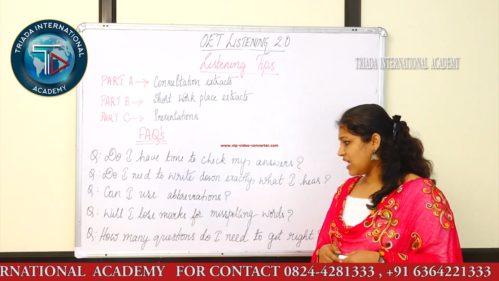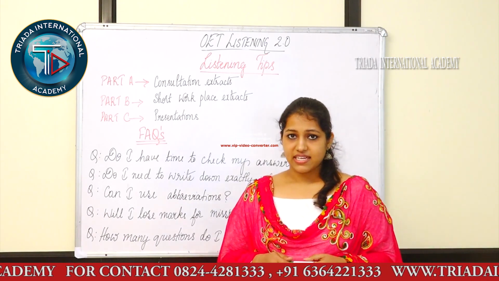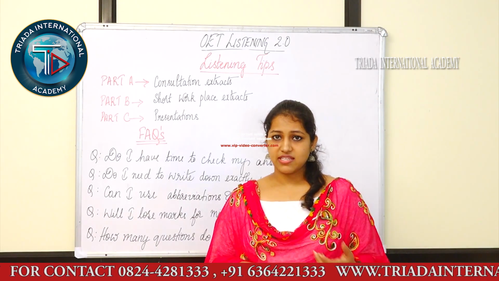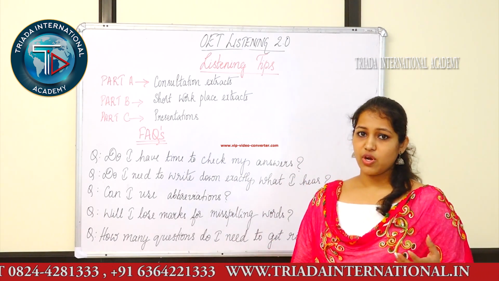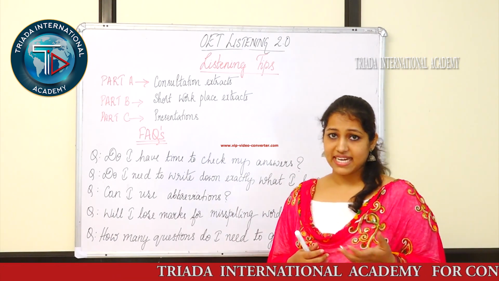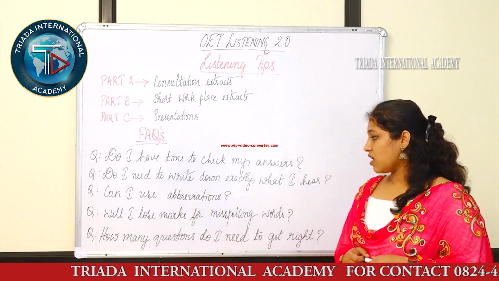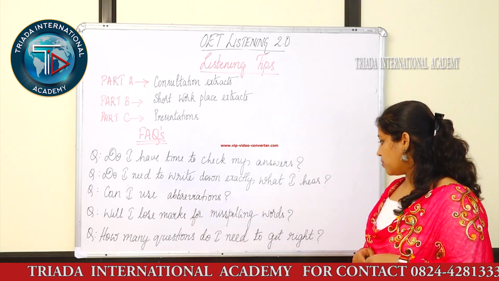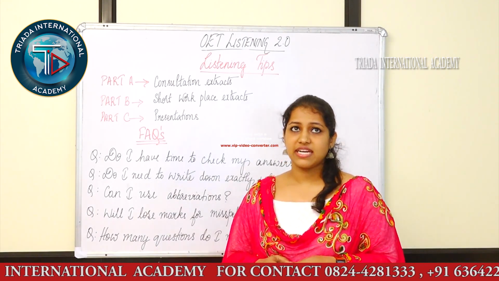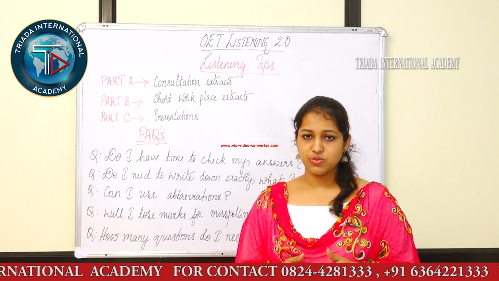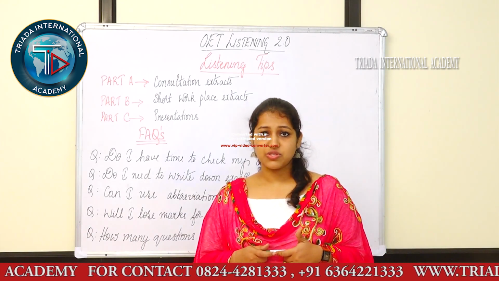Okay. Will I lose marks for misspelling words? Not exactly. If the pronunciation is correct, or if the answer is near to the exact answer, then you might not lose your marks. Okay, how many questions do I need to get right? So you need to get 30 questions right out of 42. That will be a score of 350 out of 500 to get a B grade.